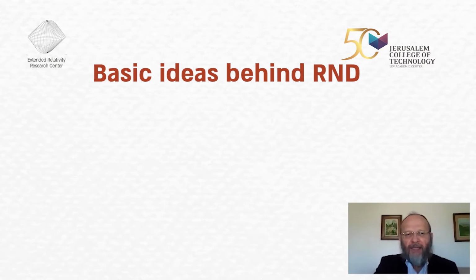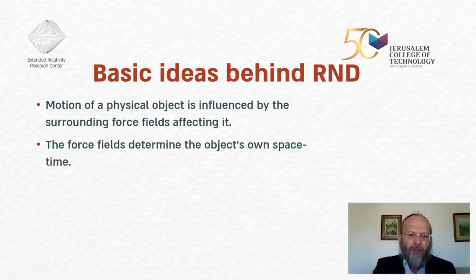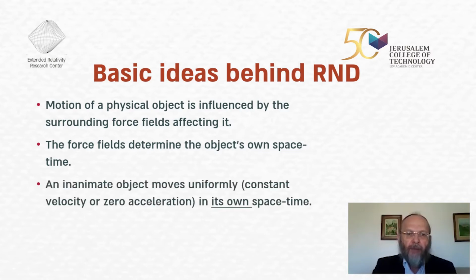You already heard about this in the previous lecture, the basic ideas behind relativistic Newtonian dynamics. So the motion of a physical object is influenced by the surrounding force field affecting it. It means that in our world there are a lot of fields around, but not all of them are affecting us. And if we want to talk about the motion of an object, we have to consider only forces which affect its motion. The force field determines the object's own space-time. And inanimate objects move uniformly, that means constant velocity or zero acceleration, in their own space-time. And the reason for this is very simple, because it has no means to change its velocity. So it cannot change, it must continue to keep its velocity. But in its own space-time, what constant velocity means, what a straight line means, is different.